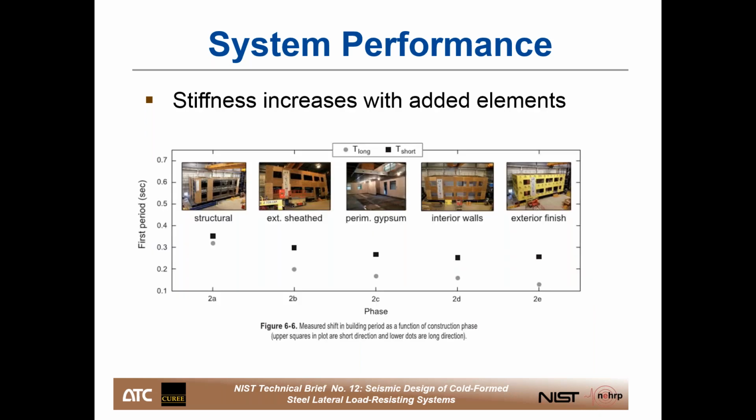And as expected, the stiffness of this structure increased significantly as components were added. So if you start over on the left, you'll see that the period is relatively long. And as we add exterior sheathing, perimeter gypsum, interior walls, and exterior finish products, the period goes down and down. In other words, the stiffness of the structure keeps going up and up.